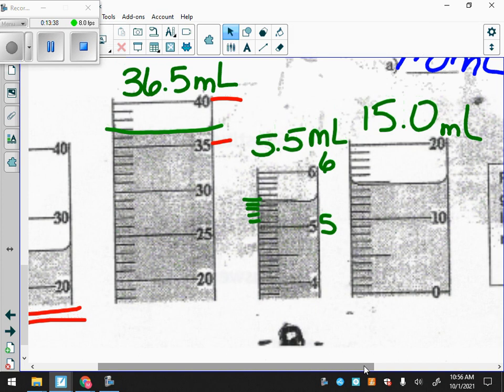All right. Everybody at home, go to packet page 20 and 21 and complete it. That's what they're going to be doing.